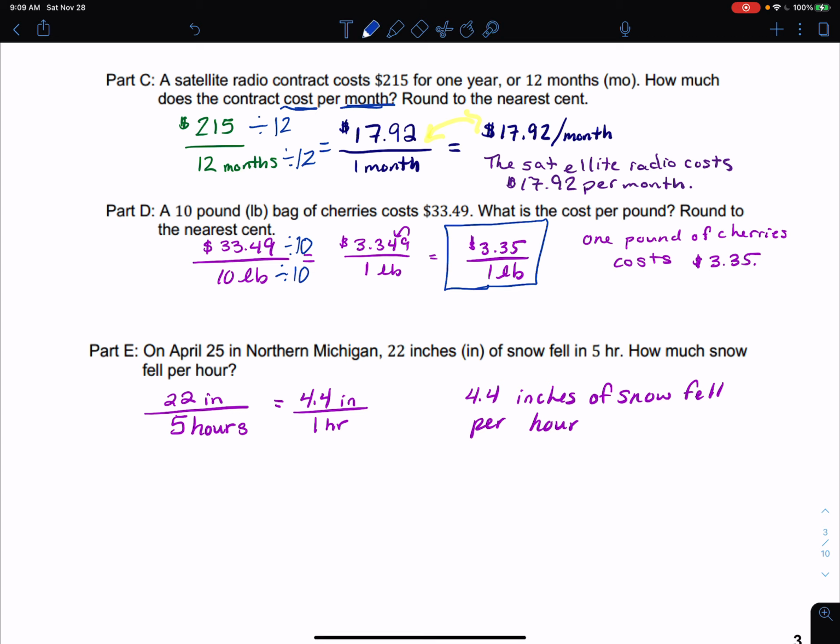To get this in a unit rate, I'm going to divide by 5 in the numerator and denominator. I'm choosing 5 because it's the number that is in the denominator, which gives me 4.4 inches per 1 hour. In a contextualized sentence, we could write that as 4.4 inches of snow fell per hour.